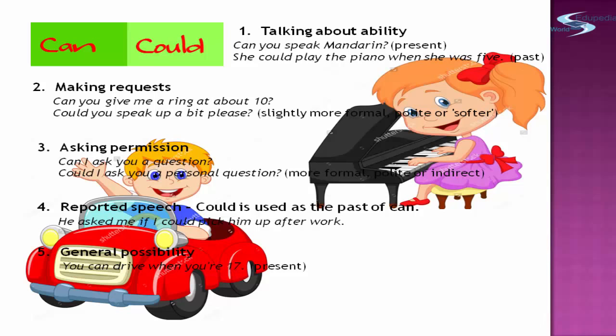Okay, this one is in the present tense. Women couldn't vote until just after the First World War. Okay, if you notice, we are talking in this sentence about the First World War, so it has used couldn't.